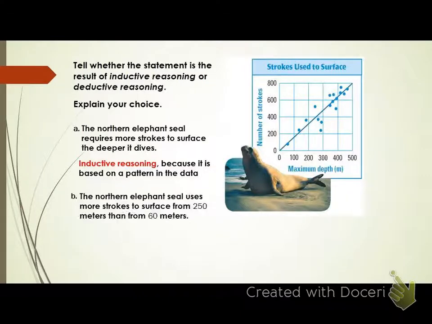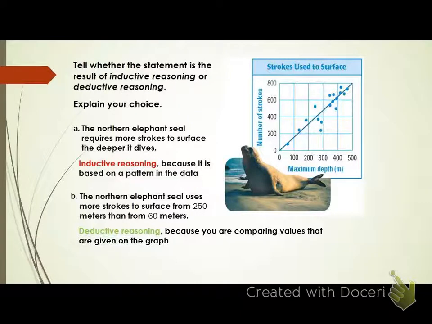Versus a conclusion that a northern elephant seal uses more strokes to surface from 250 meters than from 60 meters. And so now we're talking about actual data points, that one and that one. Those are two facts, right? So this particular seal needed more strokes when it was 250 meters down to get to the surface than it did if it was 60 meters down, which of course makes sense. But since those are based on proven facts, then we're talking about using deductive reasoning. So that's the difference. Facts or pattern.